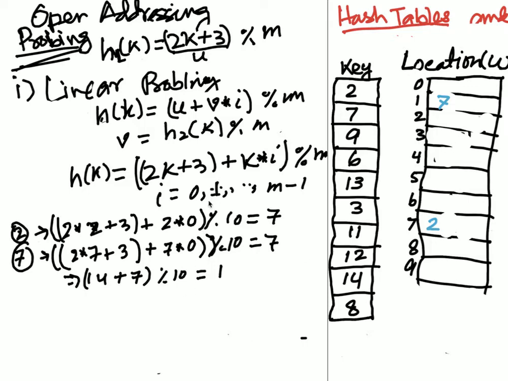So in that case, for 7, what will be the probe value? In the first hop, the first landing position, we did not find it, so then we have to increase i.